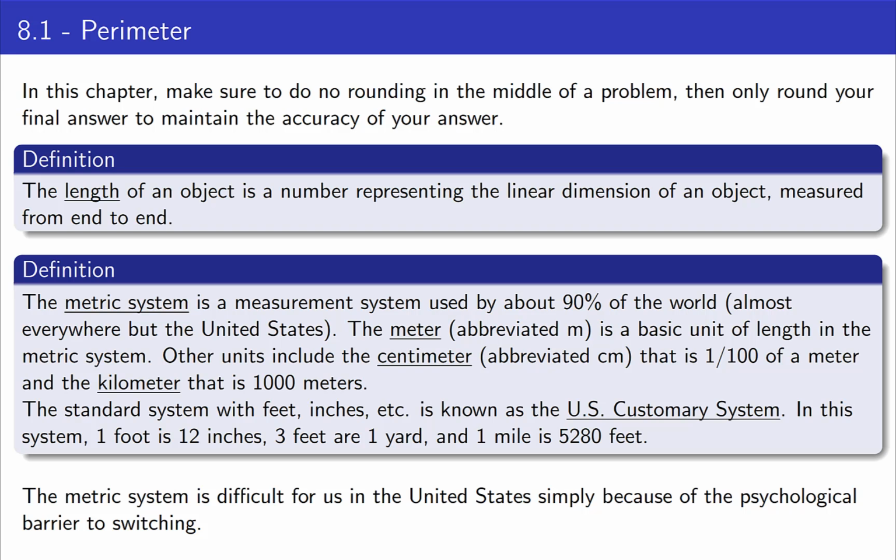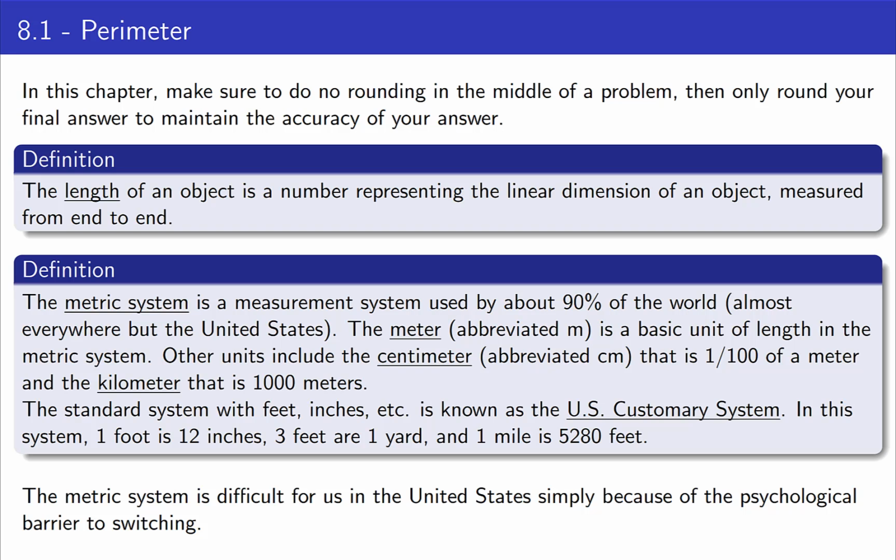The first one we'll discuss is the metric system. The metric system is used by about 90% of the world. It's pretty much everywhere except for right here. And in the metric system, their basic unit of length is the meter. They also use units such as the centimeter, which is about the width of your pinky, that's 1/100th of a meter, and the kilometer, that is 1,000 meters. A kilometer is a good bit shorter than a mile. It's about 5/8 of a mile.